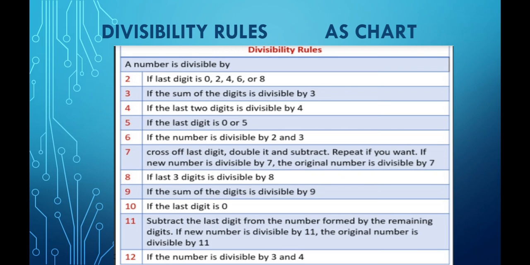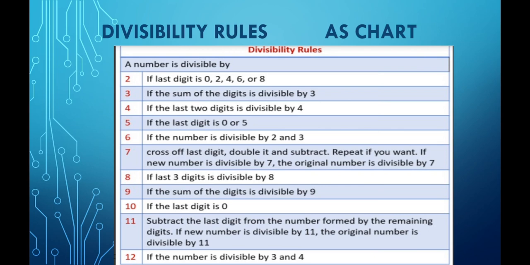In case of 5, if the last digit is 0 or 5, then only you can say that the number is divisible by 5. Number 6, if the number is divisible by 2 and 3, then only you can say that the number is divisible by 6. That means the number has to be even, because even numbers are divisible by 2, and then that same number has to be divisible by 3 as well. When these two criteria are fulfilled, then only you can say that your given number is divisible by 6.